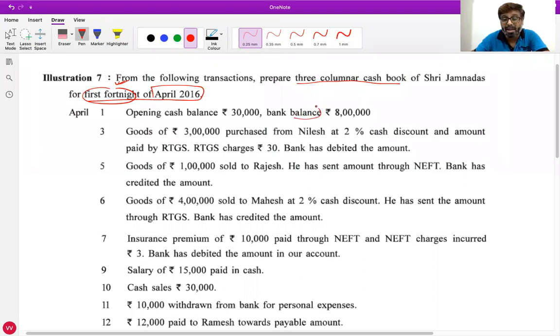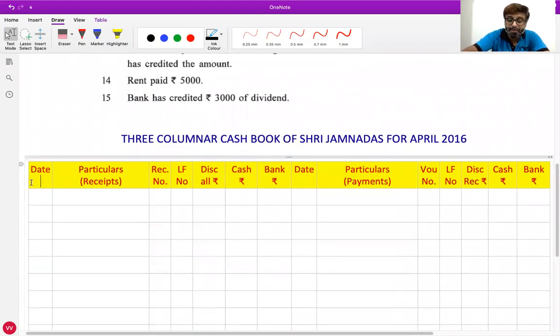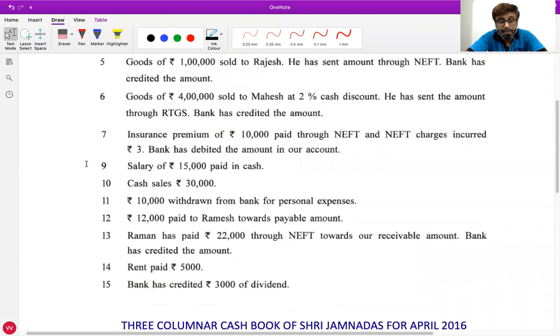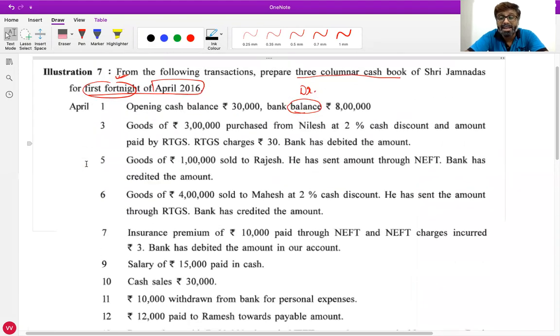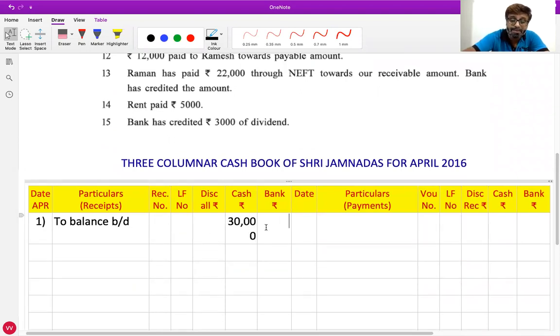Is it bank balance or overdraft? Balance. What did I tell you? Balance will come on which side? Debit side, the receipt side. So all of you write down on the debit side. Okay, month is April 2016. Write on 1st April, To Balance b/d. Are the fonts visible? Yes, sir. In the cash column write 30,000 and in the bank column write 8 lakhs.